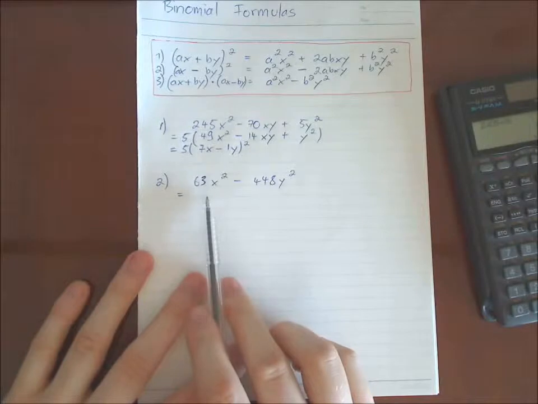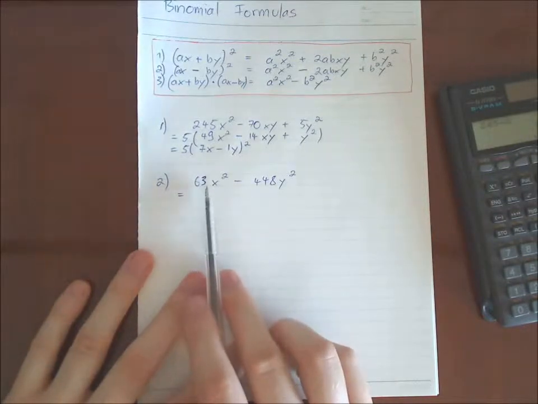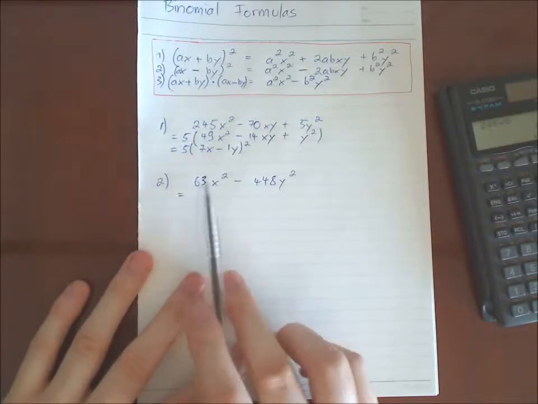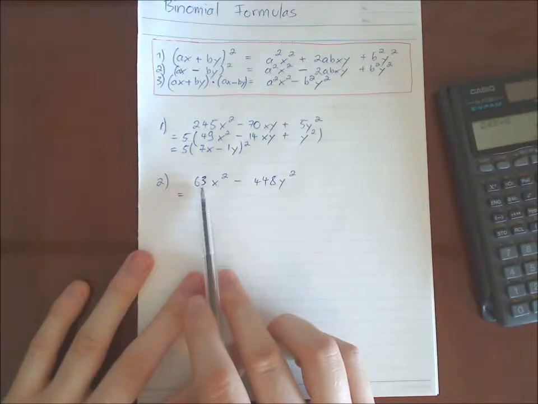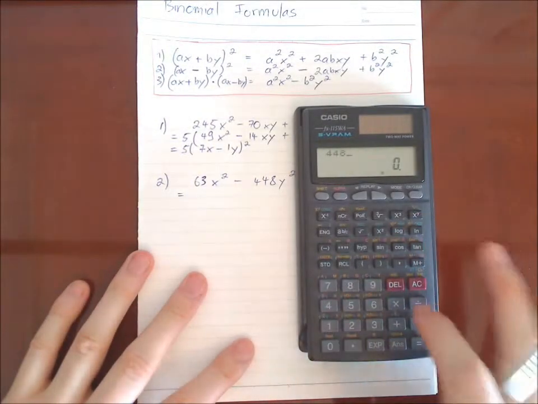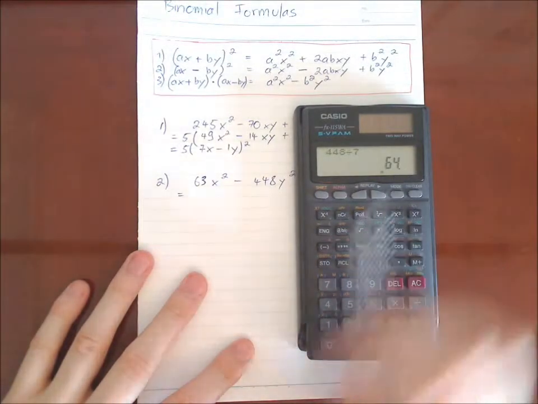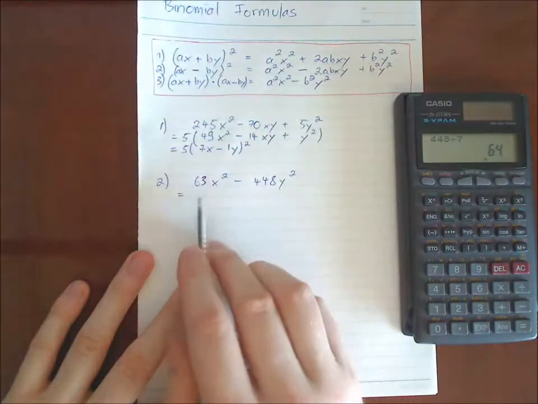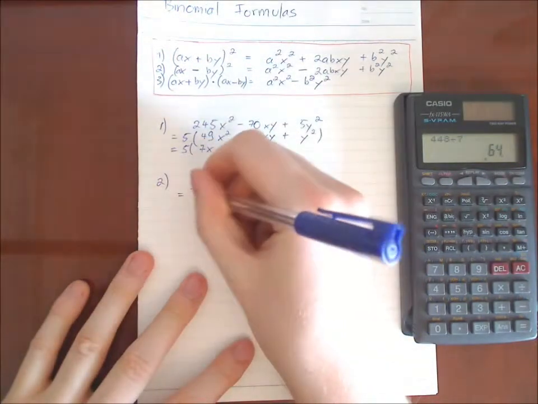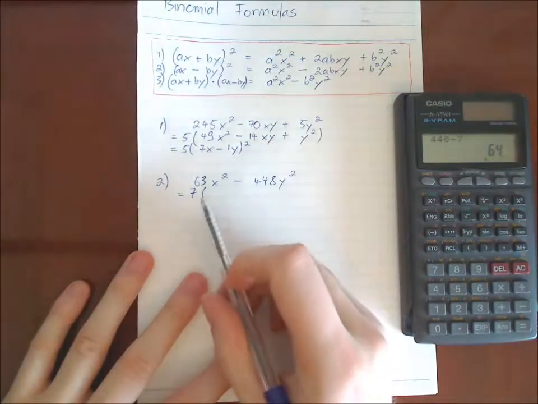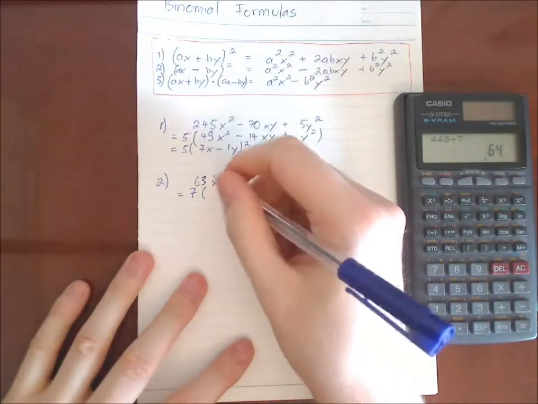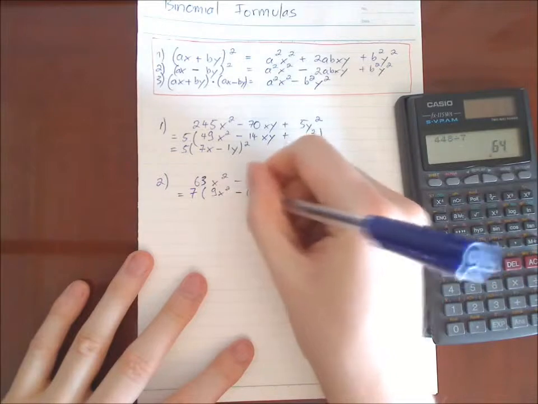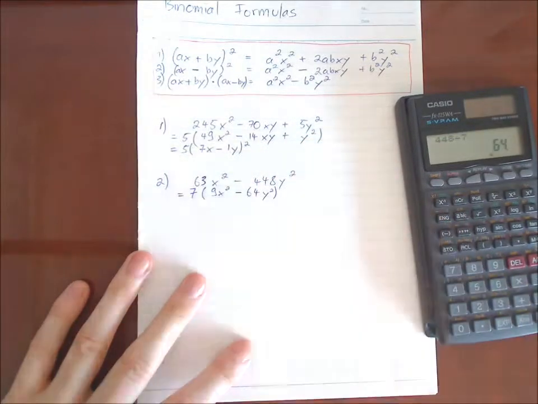So how to deal with that? We can also see that 63 is 9 times 7. So there's a 9, and the square root of 9 is 3. So this is nice. Let's try to divide by 7, and we divide 448 by 7, we get 64. We can also take the square root of this very easily. So the trick for this exercise is just to use bracket rules like this. So 7, and then inside the brackets, as we said, 9x to the power of 2 minus 64y to the power of 2.